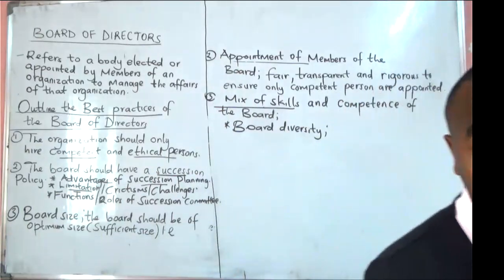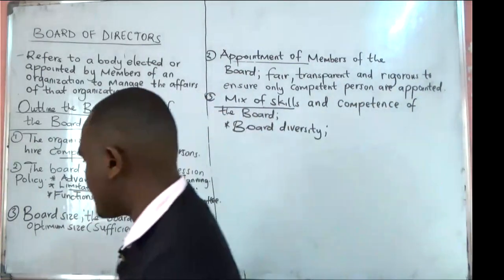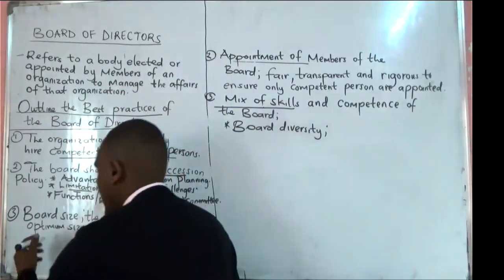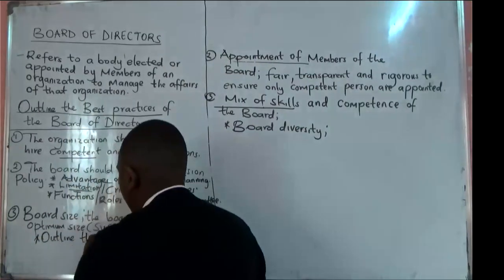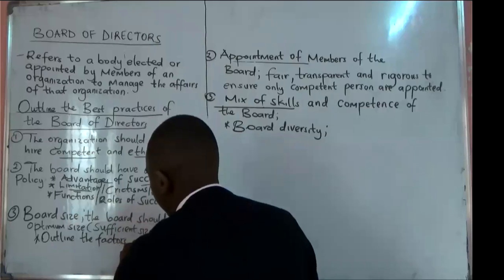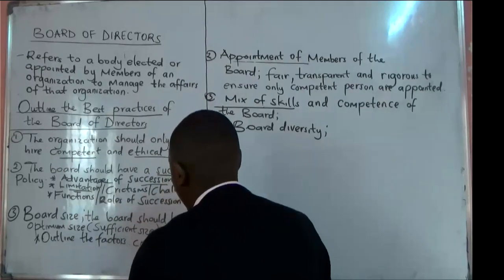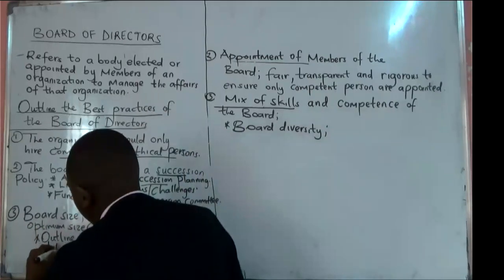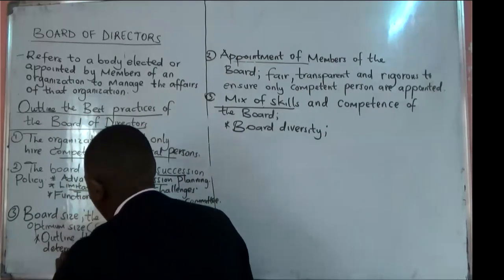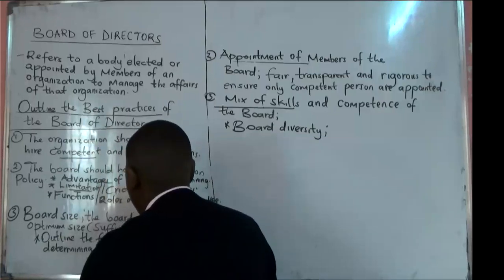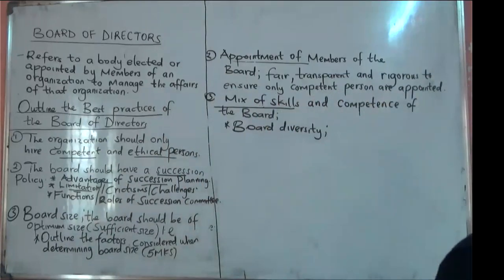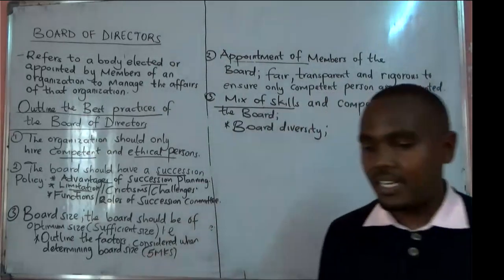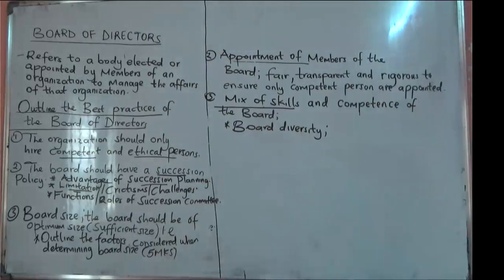I want to give a question. You can try it. It was in one of the boardroom dynamics papers at the advanced level. Please try to answer it. Outline the factors considered when determining board size. It was 5 marks. To be on the safe side, you can also try to tell us some of the factors that you'll use to consider the size of the board.